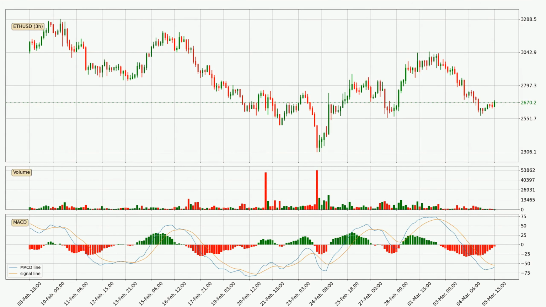Moving to the 3-hourly MACD, the trend is currently going down because the MACD line is below the signal line. However, the MACD histogram shows that the momentum is currently shifting to the upside, and it could be expected that the price will consolidate for some time, and you should wait to see if the MACD line will cross the signal line, which will be bullish.